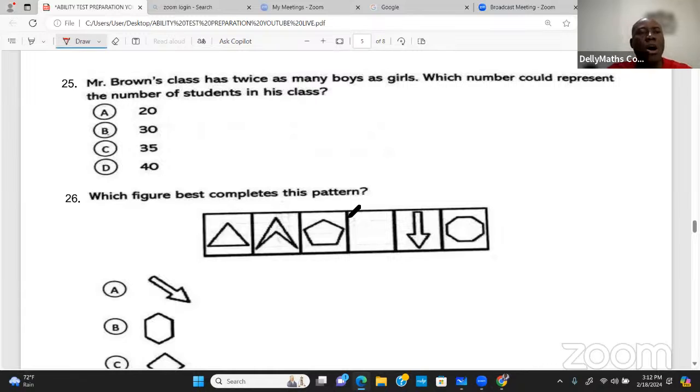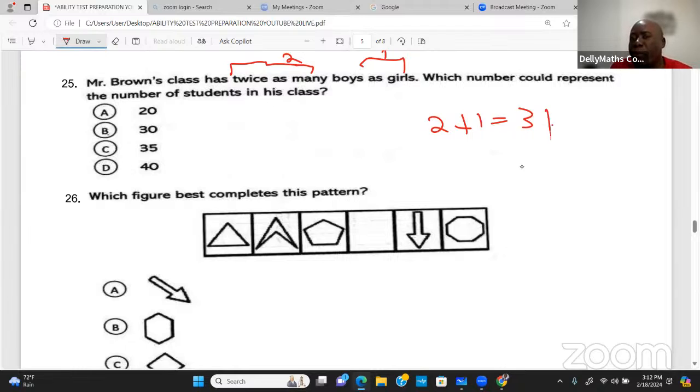25 says, Mr. Brown's class has twice as many boys as girls. So you want to pay attention to this. Twice as many boys as girls. You're actually looking at a ratio of boys to girls, like 2 to 1. The question says, which number could represent the number of students in his class? In other words, 2 to 1 would be, when you add 2 and 1, you're getting 3.